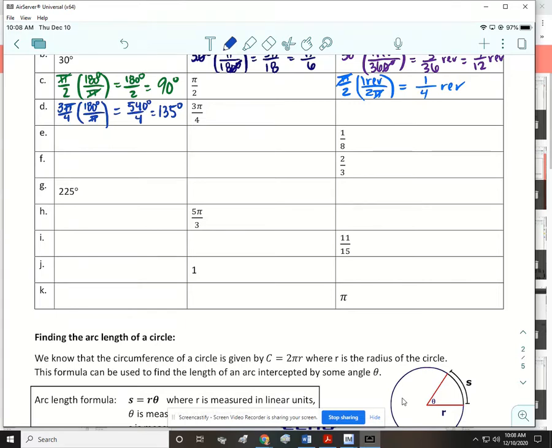Then I want to change 3 pi over 4 to revolutions. So 1 revolution is 2 pi radians. Pi's cancel out. Looks like we're going to get 3/8 of a revolution.